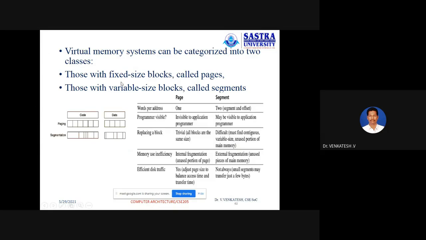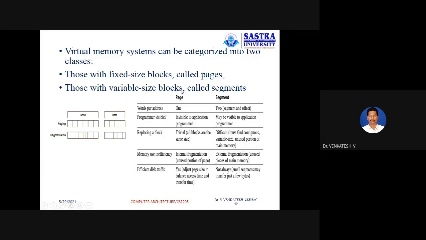So we have fixed-size blocks called pages, whereas segments are of variable size. That information you have to impart. This is one difference between segmentation and pages. We are going to compare which one is efficient, or otherwise which one is more comfortable. Not only efficient, but which one is more comfortable.